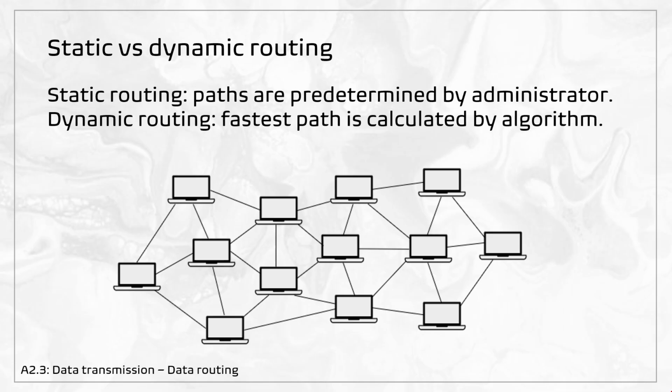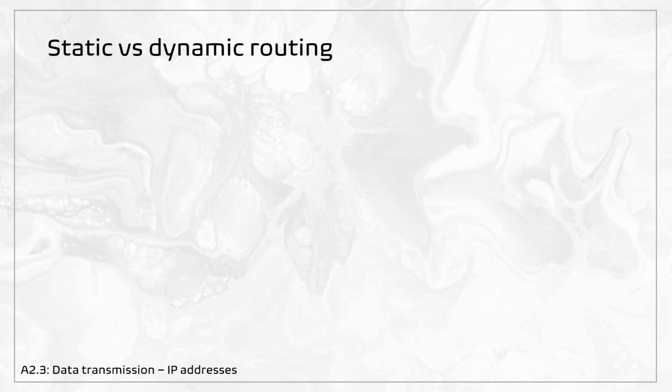In static routing, the routes that data takes are predetermined by the network administrator. This means that every possible route is considered and accommodated for. Dynamic routing is more like how it's done by a router. An algorithm is used to calculate the fastest possible route. Ultimately, it's up to the local network administrator to decide which to implement.